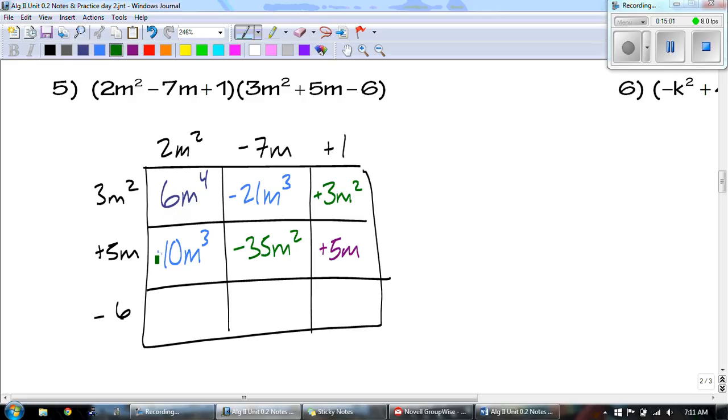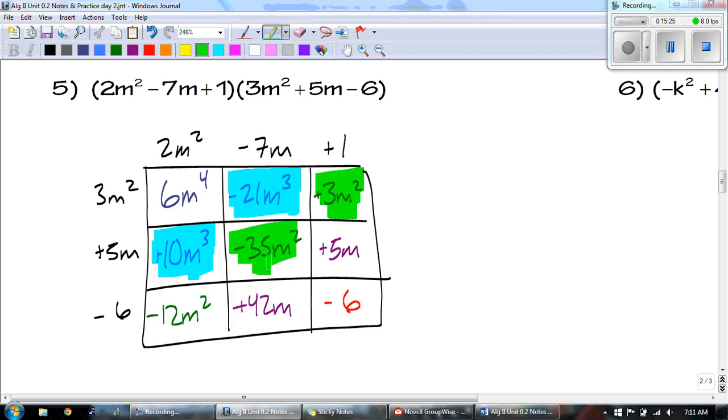Last row. Negative 6 times 2 would be negative 12m squared. Then we have negative 6 times negative 7, which would be 42m. And then the very last, negative 6. Okay? So if you're looking at this, we start to see where our like terms are. Now, this is not always going to be the case that they're diagonal, but it happens a lot.